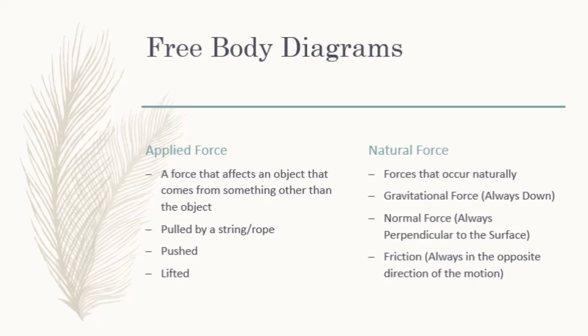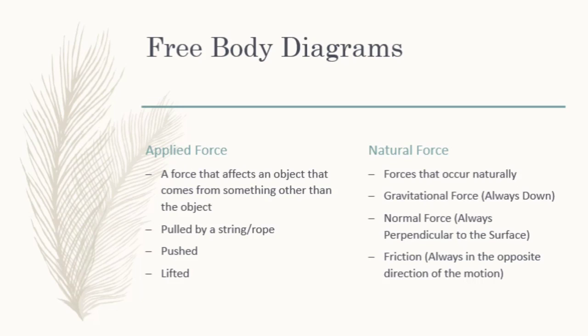Now we have two types of forces in free body diagrams. We have the applied force and we have some natural forces. So an applied force is a force that affects an object that comes from something other than the object. So this could be a gravitational force, this could be a contact force, this could be something experiencing a force because of an electrical field. It's an applied force if it's coming from outside the object. Pulled by a string, pushed, lifted, that kind of stuff.